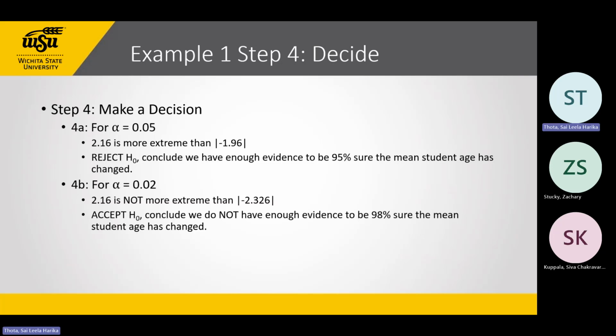And this is for alpha equal to 0.02, which is 2.16, and it is not more extreme than the value that we got. So we will accept H naught and we do not conclude that we have enough evidence to be 98% sure that the mean student age has been changed. So based upon the values that we got, we will compare and we will make a decision.